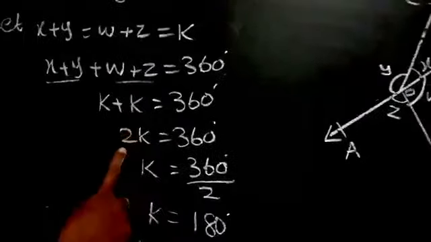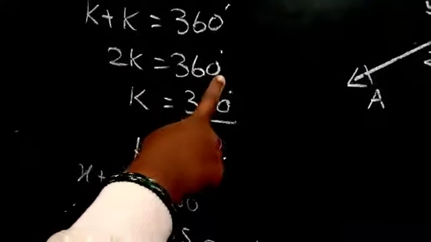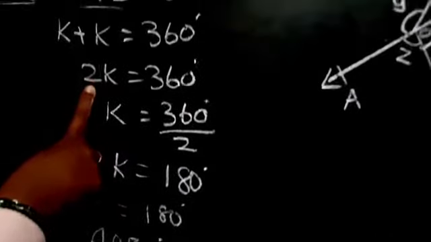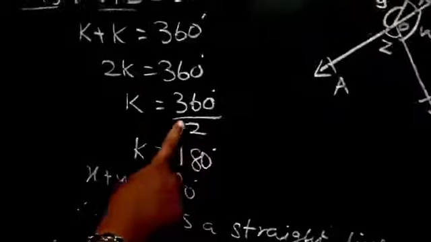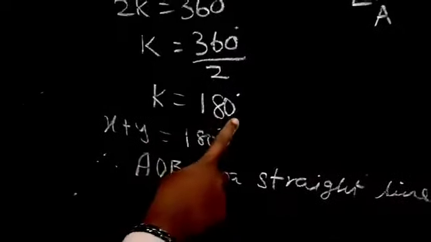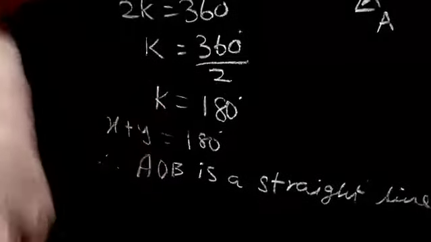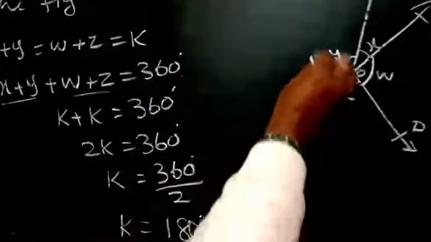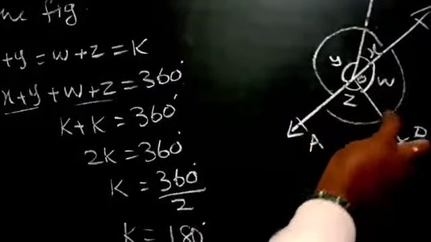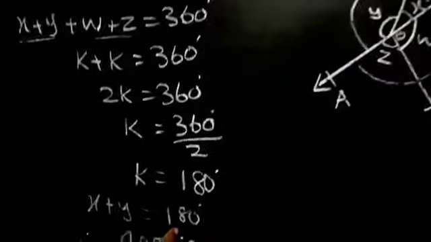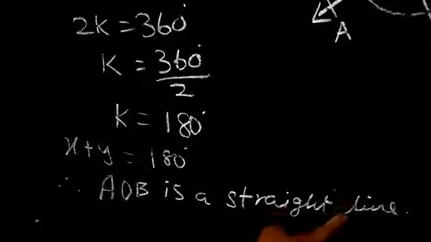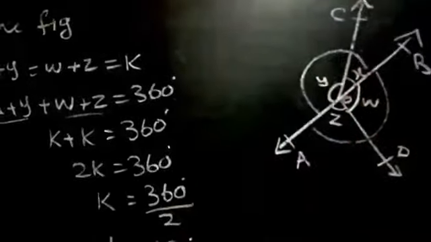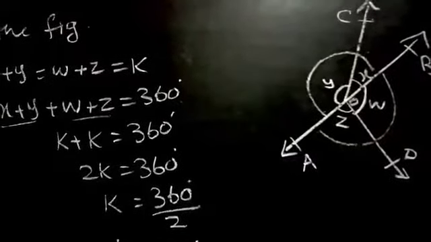K plus K is 2K. 2K equal to 360 means K is equal to 360 divided by 2. Because here 2 is in a multiplication relation, so it will come as division. 360 divided by 2 is 180. What is K actually? X plus Y also or W plus Z also is K, either this side or this side. This also has 180, this also has 180. So AOB is a straight line. When we prove this is 180 or this one is 180, then AOB is a straight line.